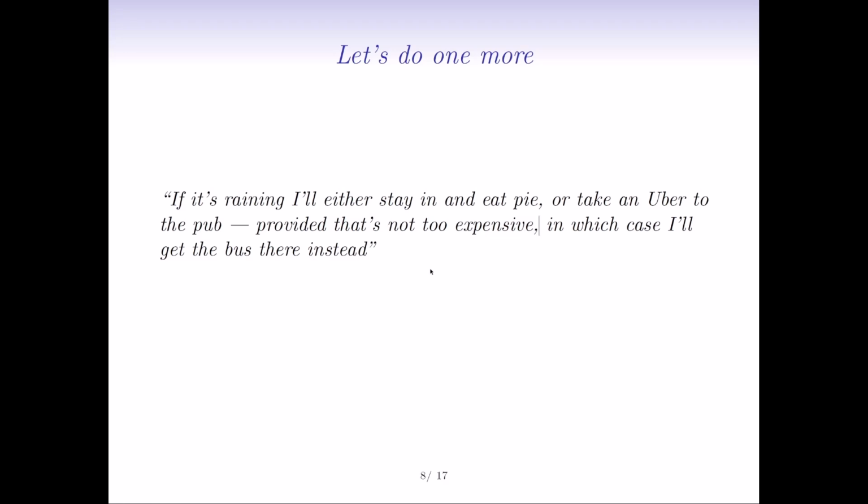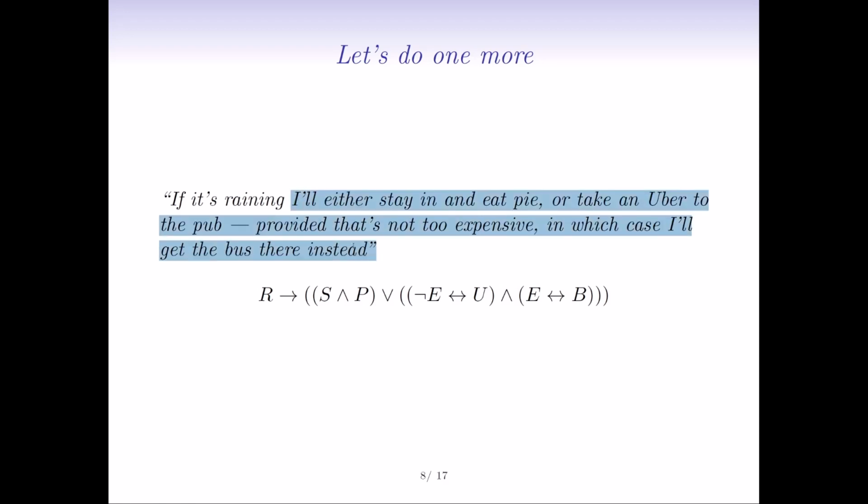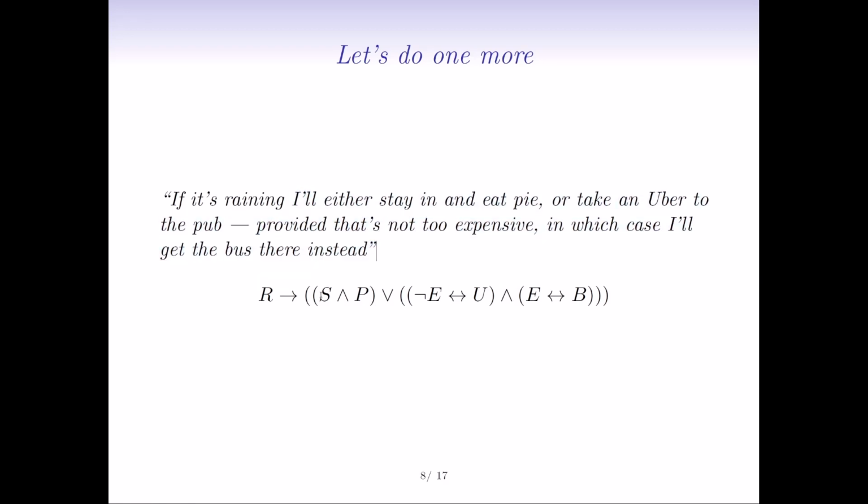So I would translate that in the following way. If it's raining, then all the rest of this is the case. So if it's raining, then either I'll do something or I'll do something else. The main argument of the conclusion of the implication is a disjunction. So what are the two possibilities? Either I'll stay in and eat pie, S and P, or then we have two different cases. If it's not too expensive, I'll take an Uber to the pub, and if it is too expensive, I'll get the bus to the pub.